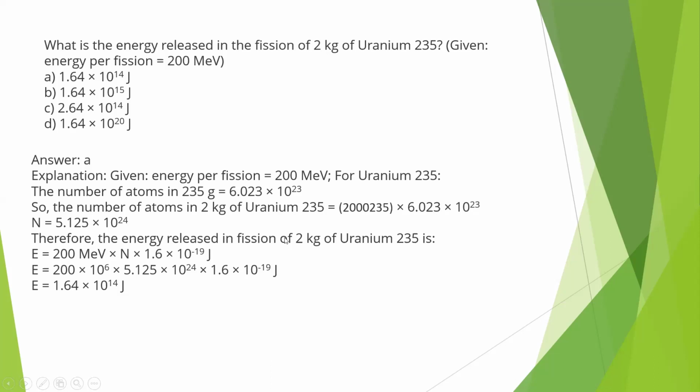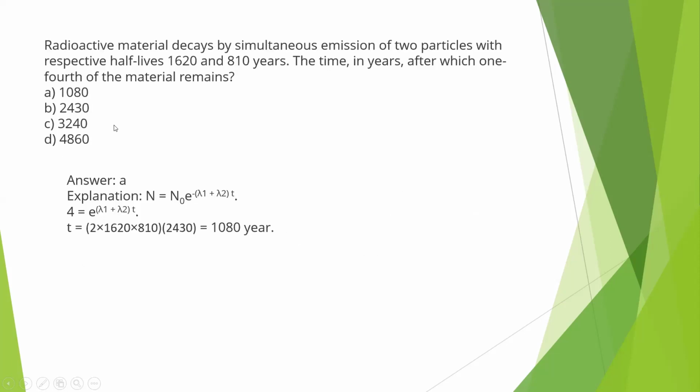So we have the equation: the energy released in fission of 2 kilogram of uranium is equal to 200 mega electron volt into n into 1.6 into 10 to the power minus 19 joule, where 1.6 into 10 to the power minus 19 is the charge of an electron. If you solve this, you will get the answer 1.64 into 10 to the power 20 joule. Okay. Next one: a radioactive material decays by simultaneous emission of two particles.